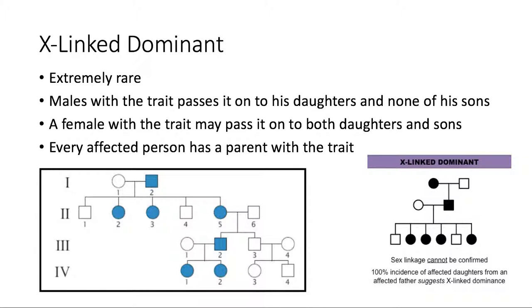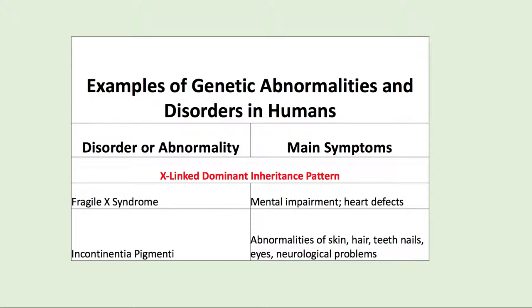This is an idealized pedigree. It's not a real one. It's like a hypothetical one that somebody made up, and this is what it would look like, because very few diseases actually follow this inheritance pattern. But here are two examples that follow this pattern. Fragile X syndrome, which comes with mental impairment and heart defects, and incontinentia pigmenti, which results in abnormalities of skin, hair, teeth, and eyes, as well as some neurological problems.